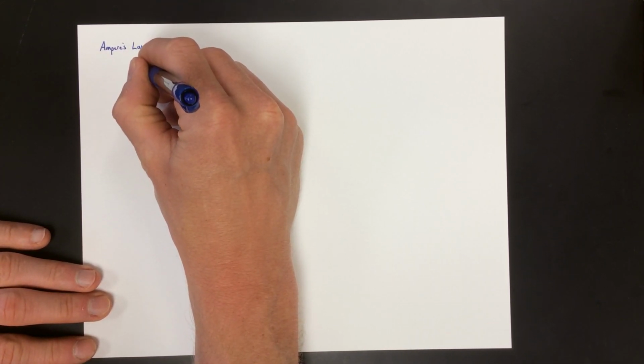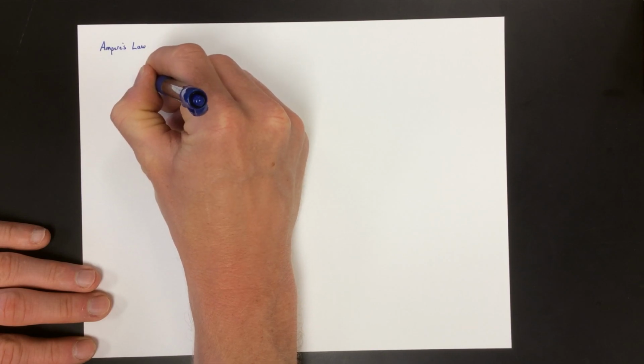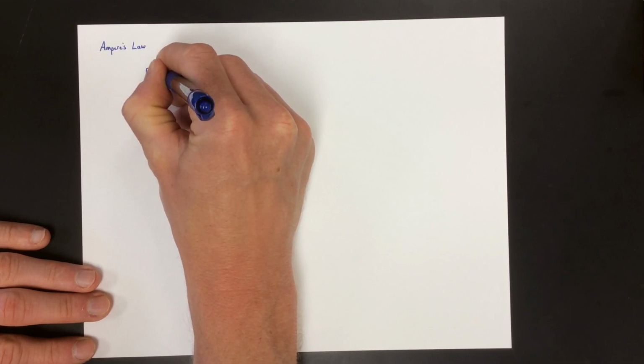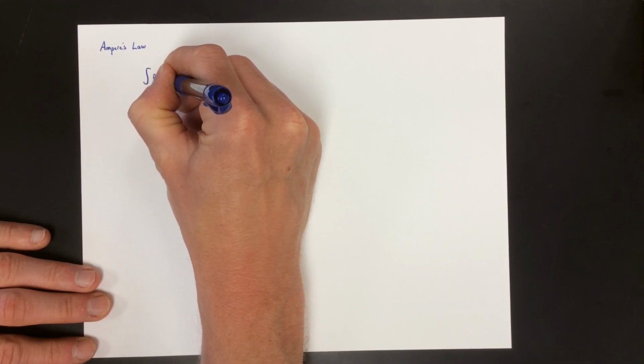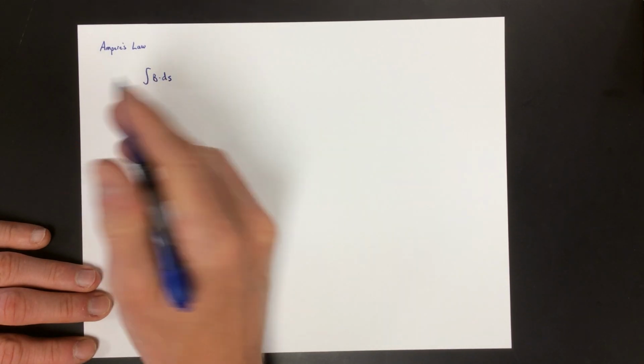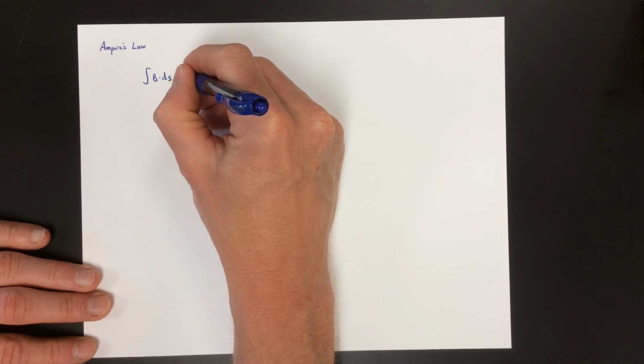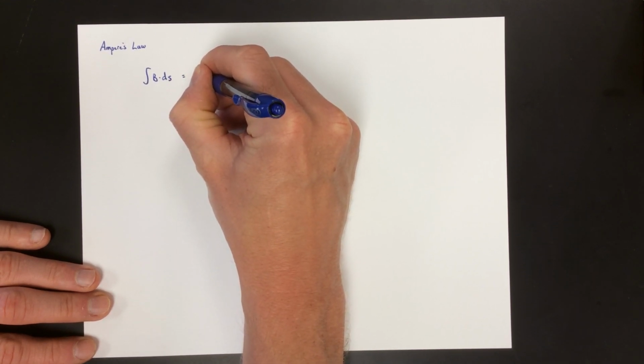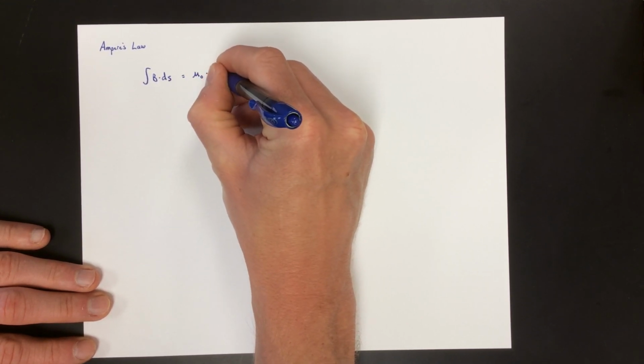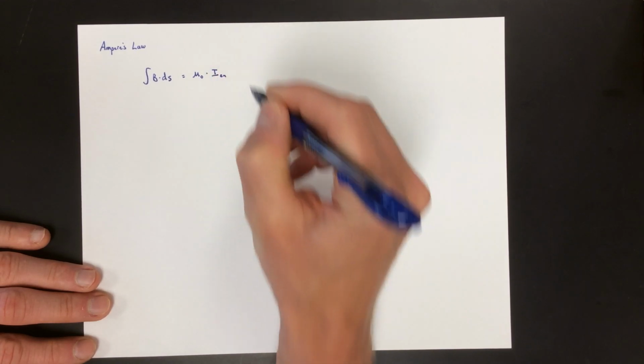It says that the accumulation of the B field over some closed loop, where ds is some line segment, integrating that around a loop, the whole loop, is going to give us mu naught times the current enclosed by that loop.